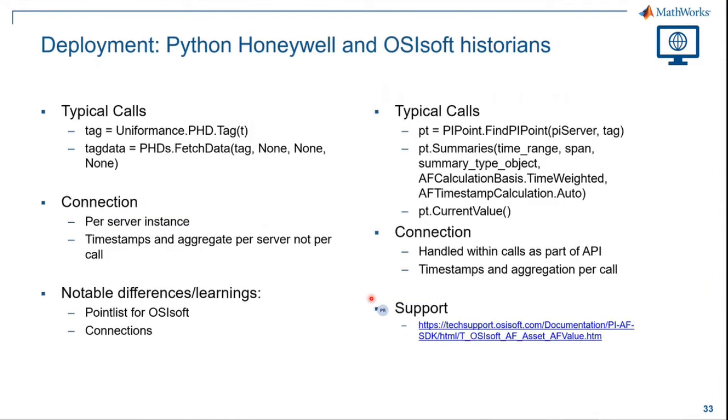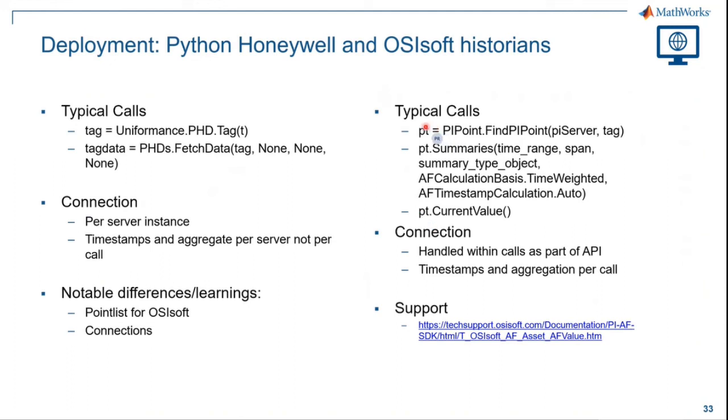Then, some of the interesting points on the historians that I'd like to mention is essentially they look very similar in how you would call and get data from the historians. You've got these tag constructs and you've got functions that are built onto the tag. But what's interesting here is I've got a tag construct and I then have a server construct, and the fetch data request is then on the server construct of the Honeywell side of things.